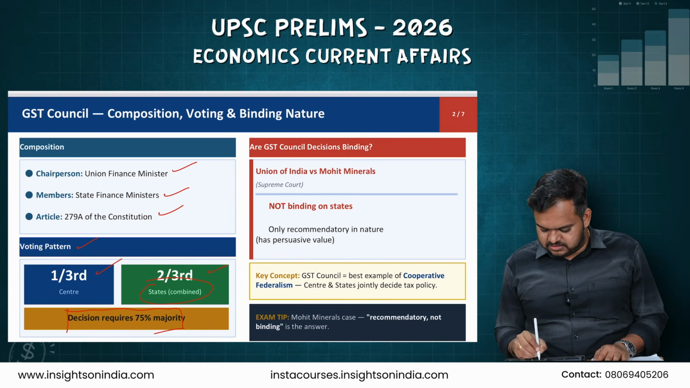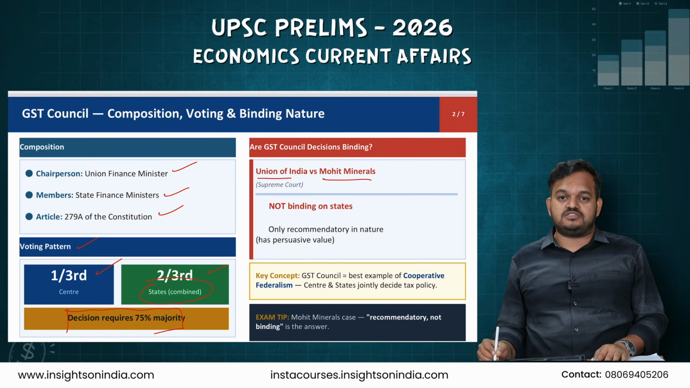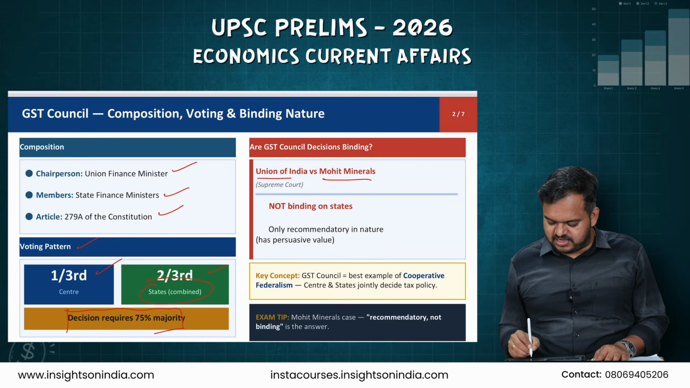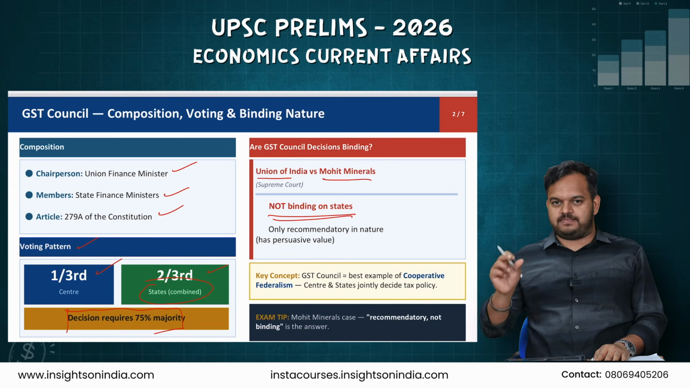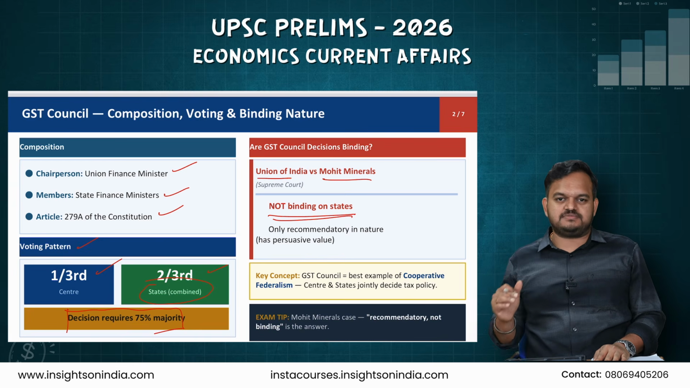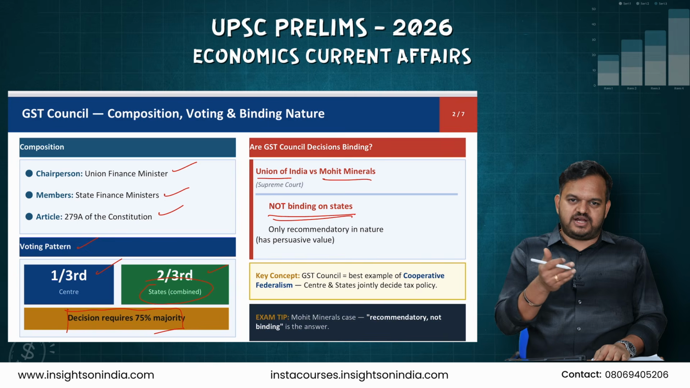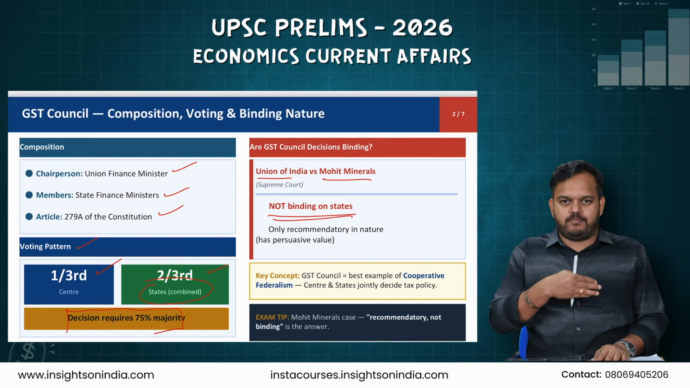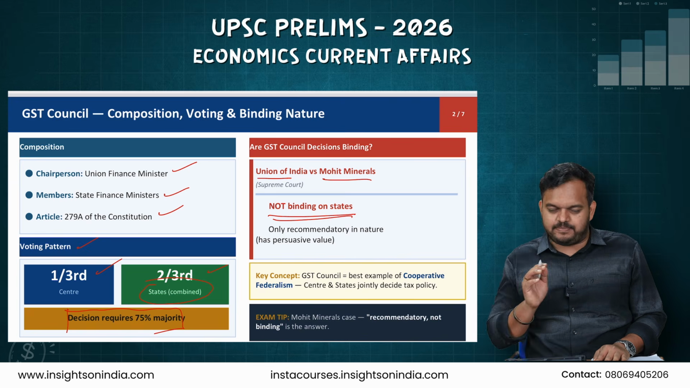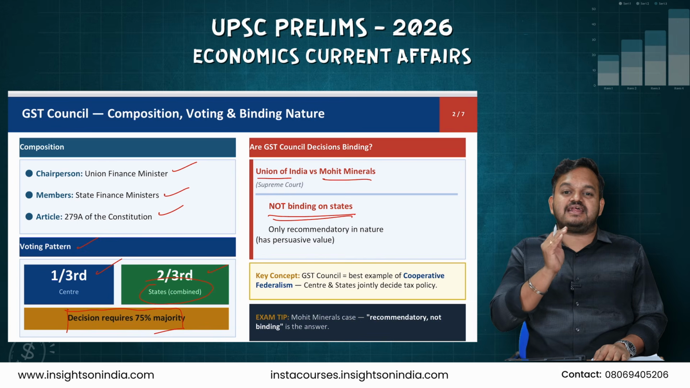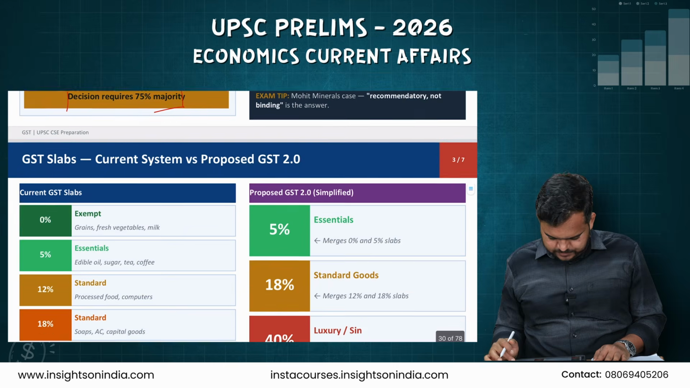One important thing, there is a Supreme Court case, Union of India versus Mohit Minerals, where the Supreme Court said that the GST Council recommendations are not binding on states. If the GST Council says that some product is exempted from GST or some slabs have to be changed, it is not binding on states, right? So if the state government does not make a law for implementing those GST Council recommendations, they will not be introduced. As simple as that. That means GST Council decisions are recommendatory in nature, not binding, right?